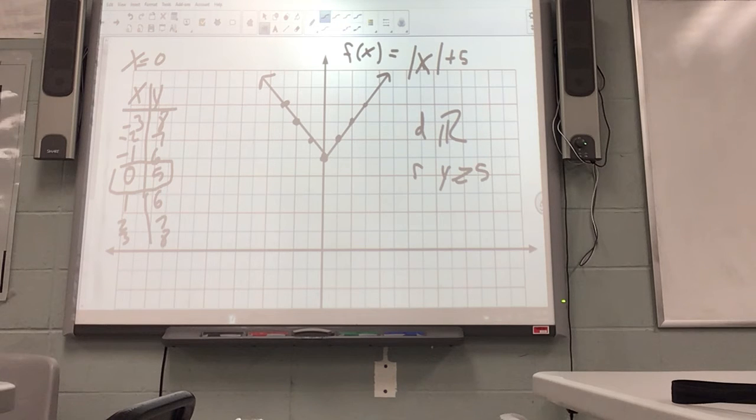Okay, last one I want to look at with you is an inequality, because those all had equal signs. And you know what happens when we have an inequality sign?